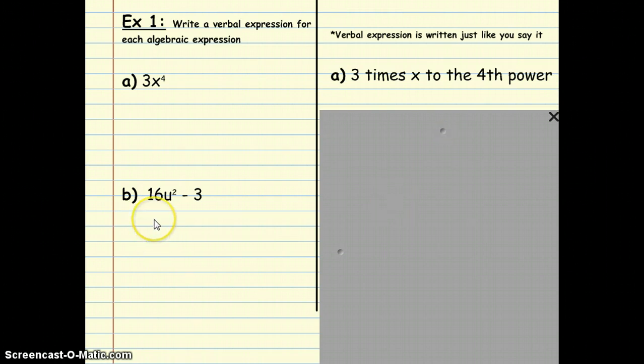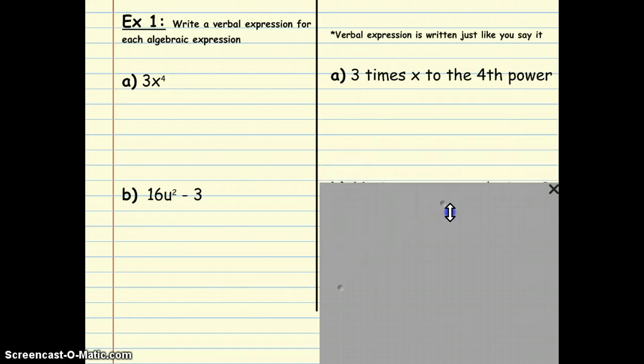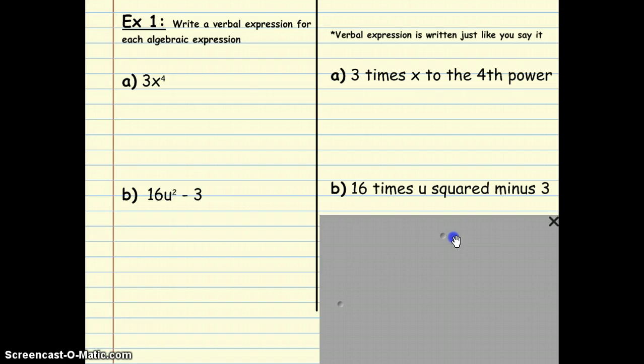So letter B, you can try to go ahead and write it on your own before I talk about it. Letter B, you would say this as 16 times u squared minus 3. And you would write it out just like this.